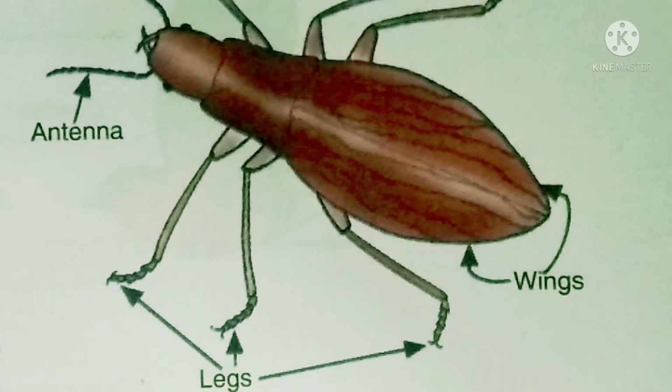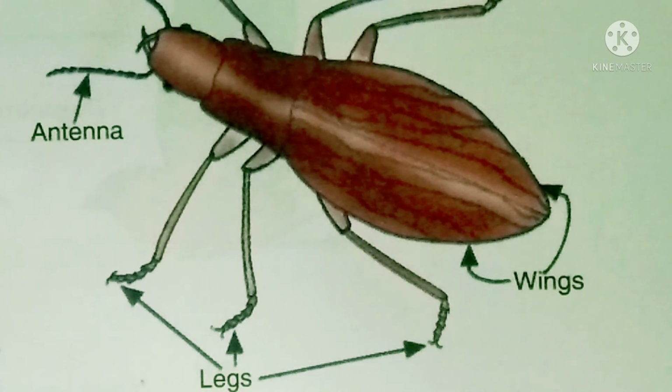Hello dear students. In the previous class we learned about some of the animals and their special features which help them to move from one place to another or to move their body. Today we will learn about two more types of animals or creatures. The first one is an insect, which is a cockroach.